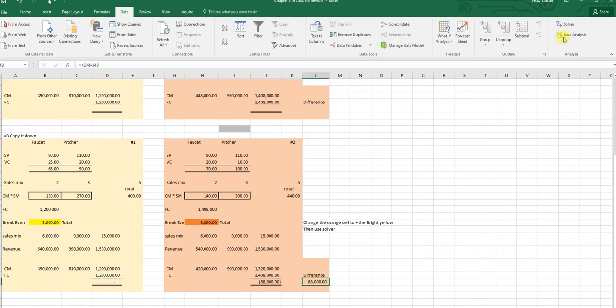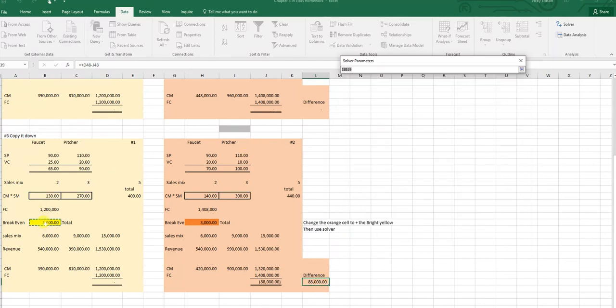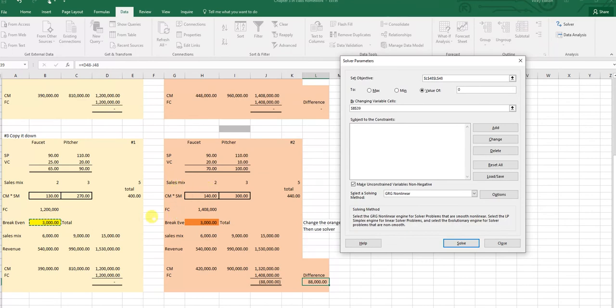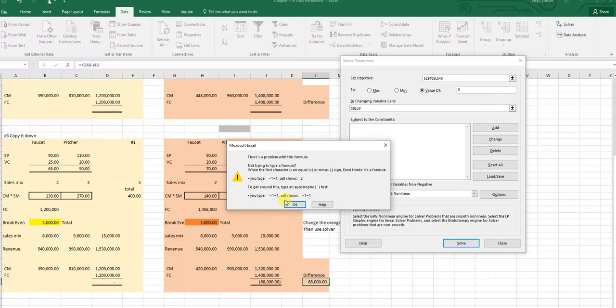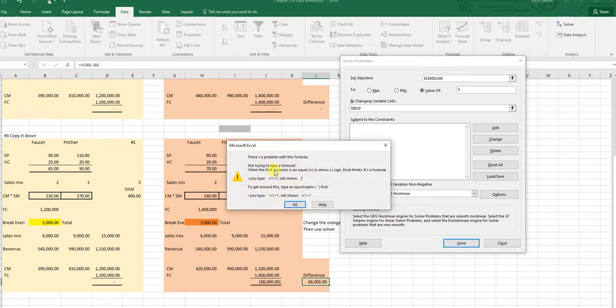Now I'm going to go into Solver, and I want to set the objective. My objective is that cell. I want this cell to be a difference of the value of 0. So that one's that cell, value of 0, and I want to change this cell. Everything is a formula here, and I'm now going to solve it. I thought I was going to solve it. This is what happens when you have an error. There is a problem. I think I have some sort of apostrophe in it, so I'm going to have to find that.